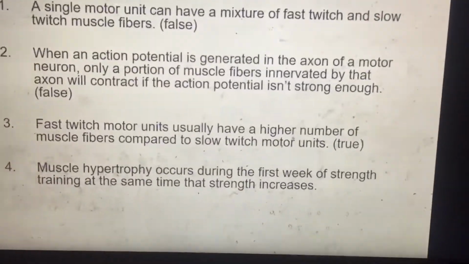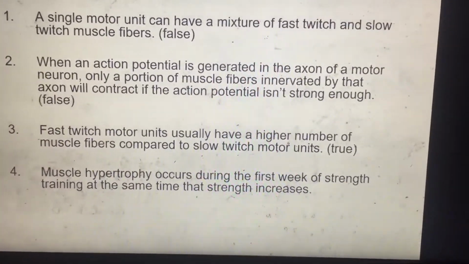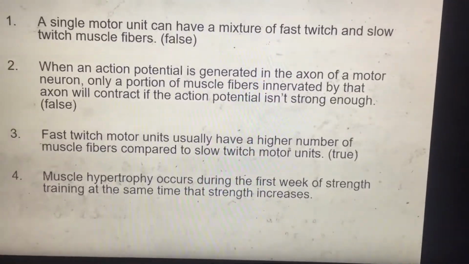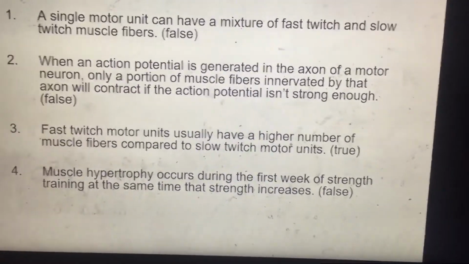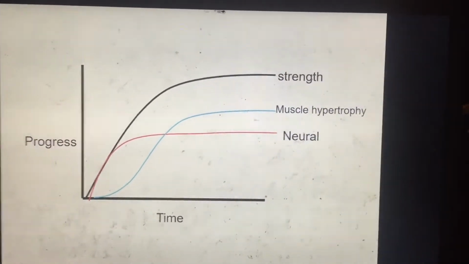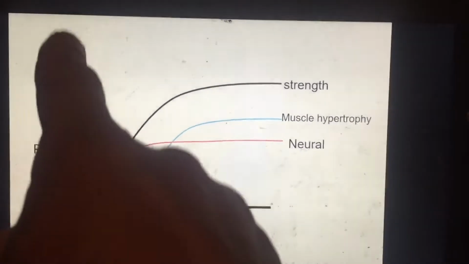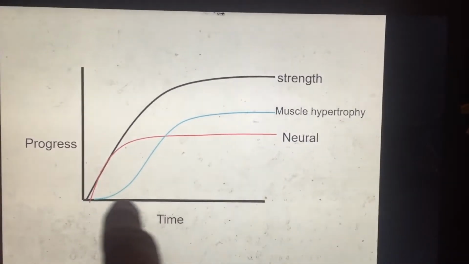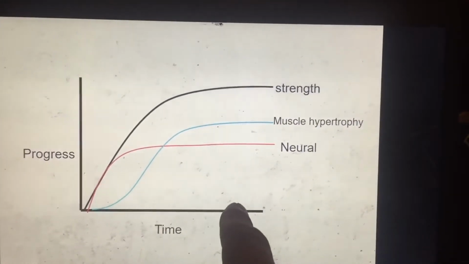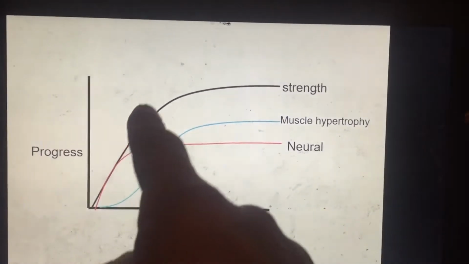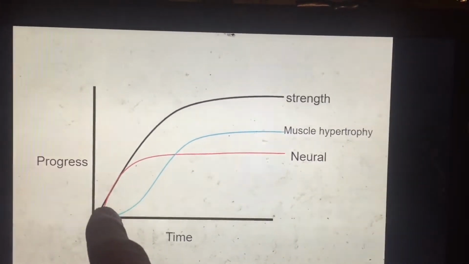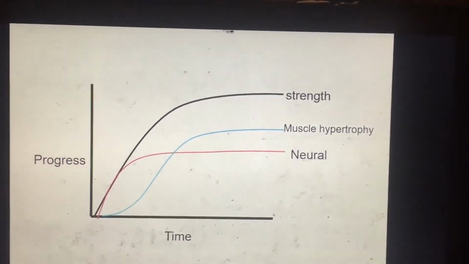The last question I have here is, muscle hypertrophy occurs during the first week of strength training at the same time that strength increases. This is false. That goes back to this graph where I show the progress in training plotted as a function of time. This time is probably in weeks or months. You can see that strength increases right away when you start a program, and that's mainly due to changes in the nervous system.